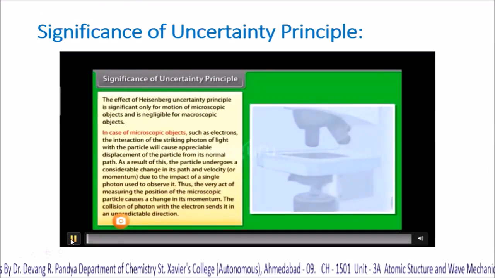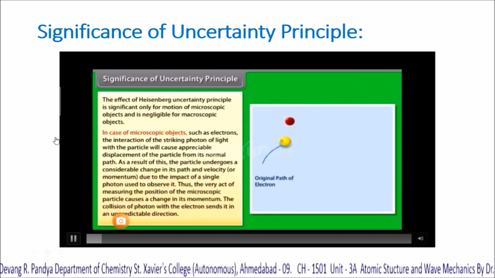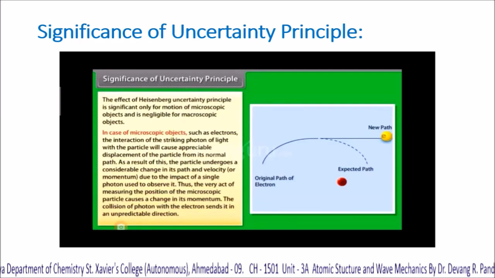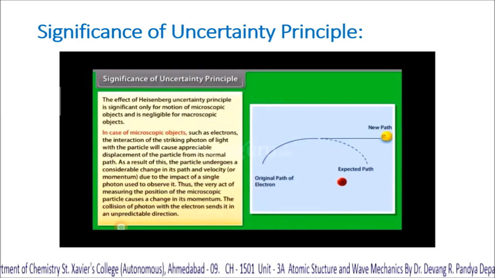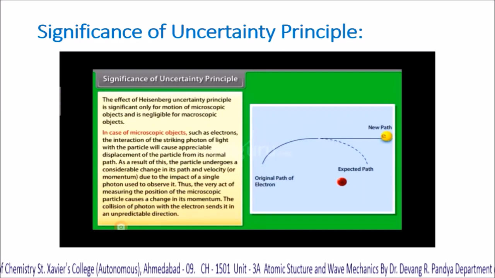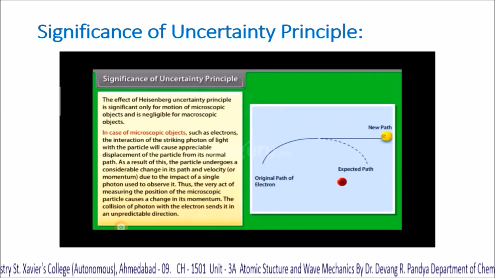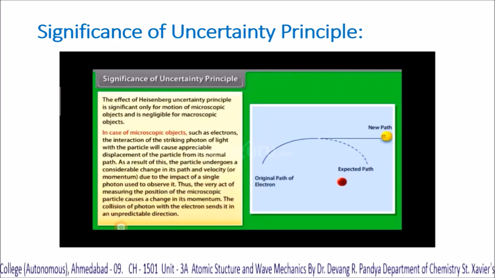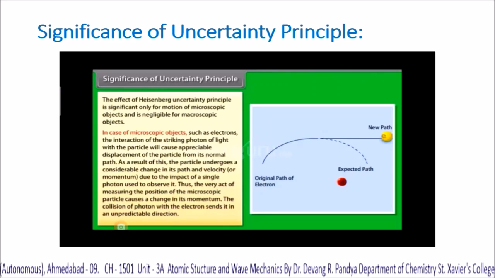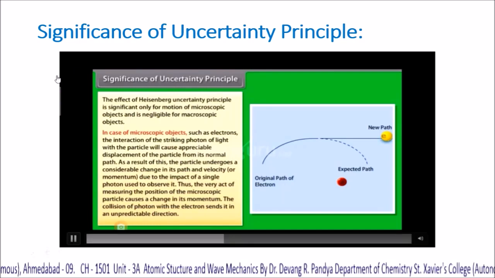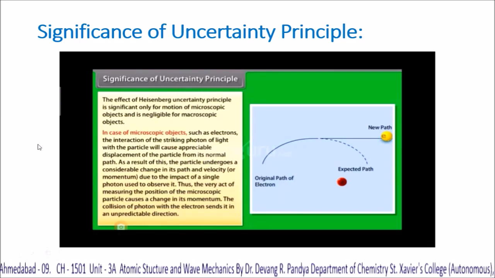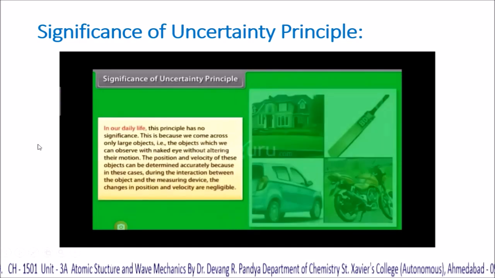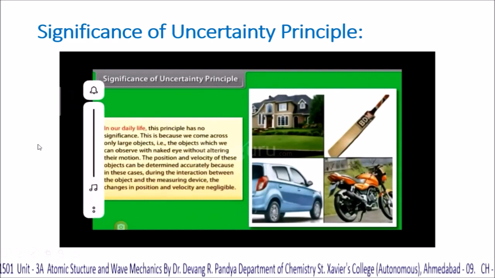Let's see the significance of this uncertainty principle. The effect of the Heisenberg uncertainty principle is significant only for the motion of microscopic objects and is negligible for macroscopic objects. In the case of microscopic objects, such as an electron, the interaction of the striking photon of light with the particle may cause appreciable displacement of the particle from its normal path. As a result of this, the particle undergoes a considerable change. In daily life, this principle has no significance.